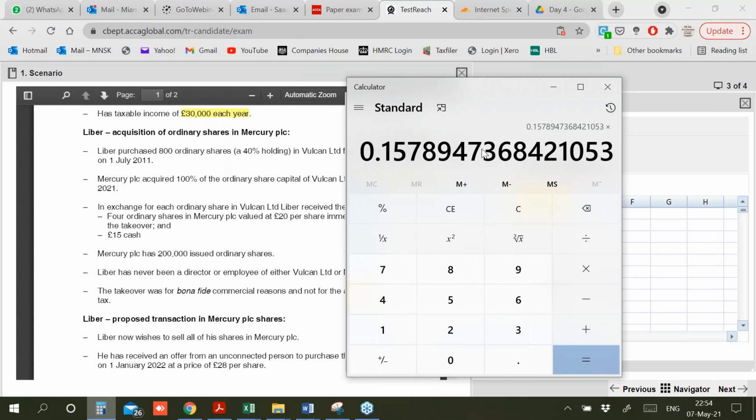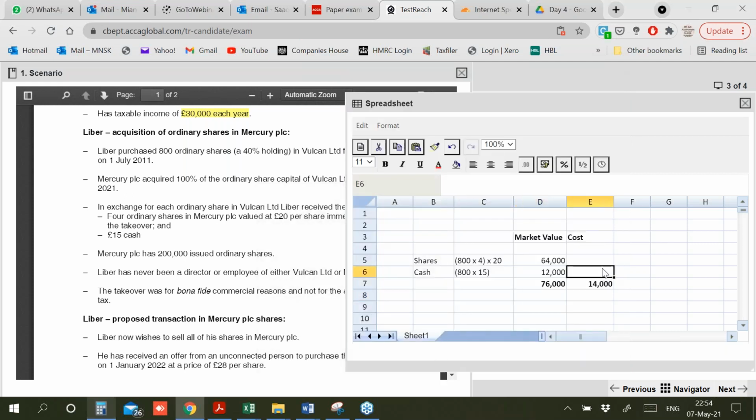Out of total market value, the market value that belongs to cash is 15.8%. I'll multiply this to my cost and assume that out of total cost, I should allocate this amount of cost to cash, that is 2,210, and if I round it off, I can make it 2,211. So 2,211 can be the cost of the cash, and the difference between the 14,000 and the cost allocated to cash can become the cost of my shares. Now, this is an assumption only.